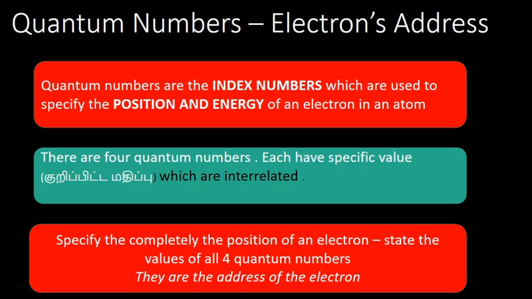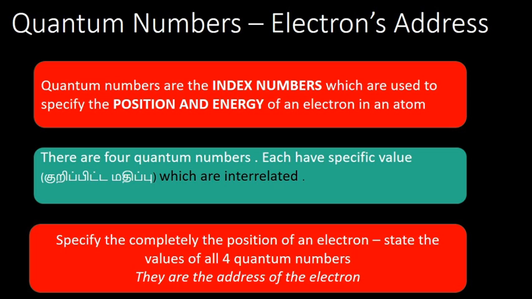Once again I'll read. Quantum numbers are the index numbers. Index number means pointing numbers which are used to specify the position and energy of an electron in an atom. Where the electron is inside an atom and how much energy it has, the number that tells this is what we call a quantum number.